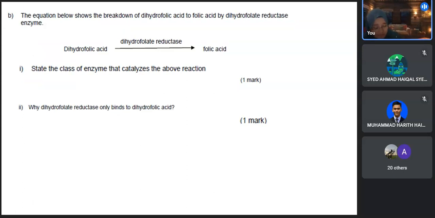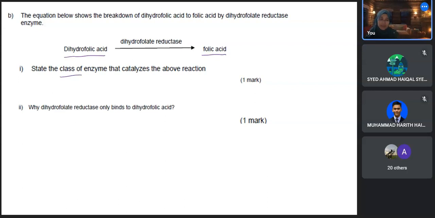Okay, so next question. The equation below shows the breakdown of dihydrofolic acid to folic acid. So dihydrofolic acid is the substrate, folic acid is the product. Okay, dihydrofolate reductase is the enzyme. State the class of enzyme that catalyzes the above reaction.